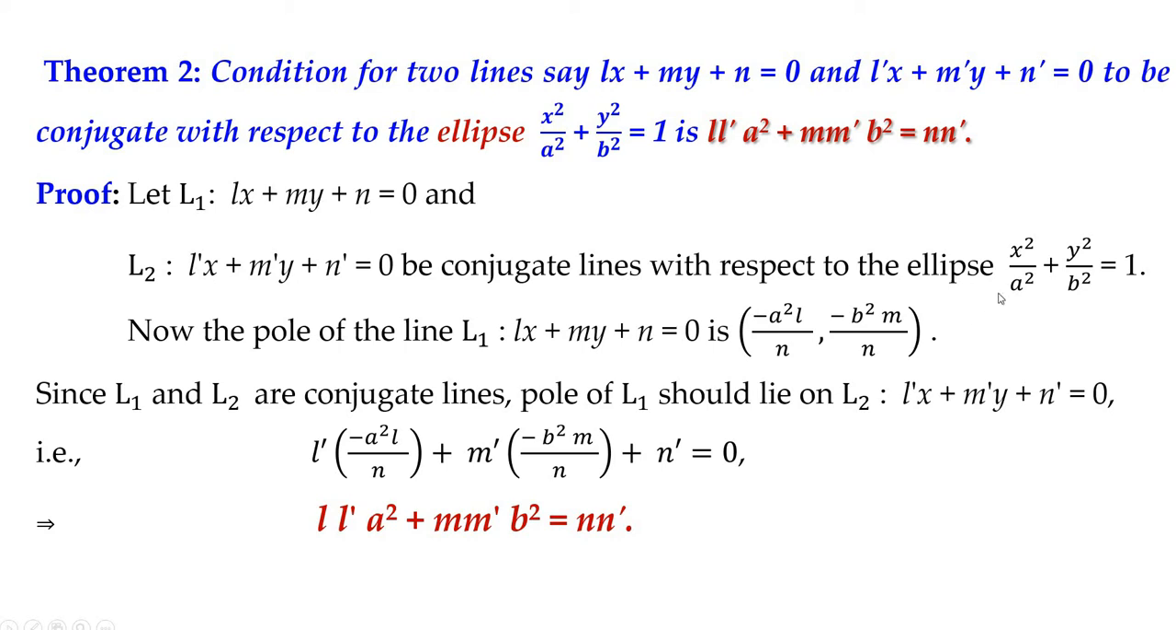Now, the procedure is the same. You obtain the pole of the first one, which is minus La square by N, minus Mb square by N. It should lie on the second line. So replace your x and y by these two, and on simplification you get LL prime A square plus MM prime B square is equal to NN prime.